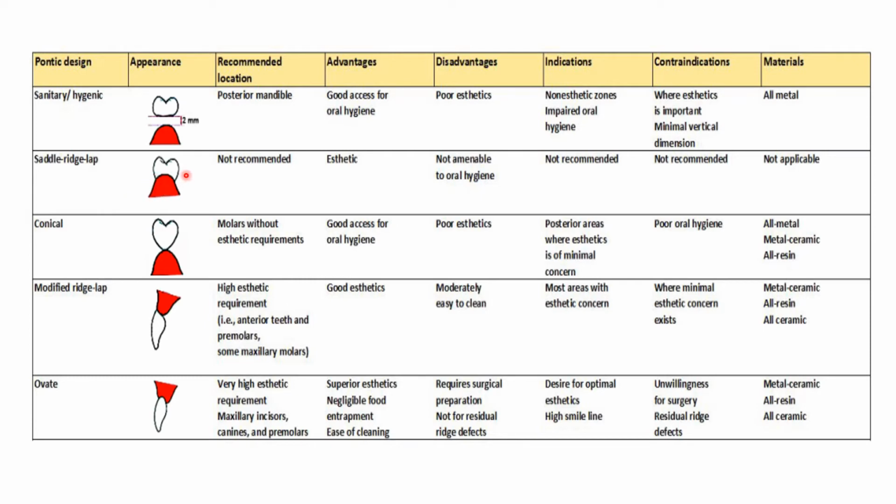Hence it is called a ridge lap, as it is overlapping both the surfaces. And it forms a large concave contact with the ridge. The advantage of this saddle is that it is very aesthetically good, but the disadvantage is that it is very difficult to clean this type of pontic design, and it can cause gingival inflammation as there is continuous contact of the gingiva with this pontic.